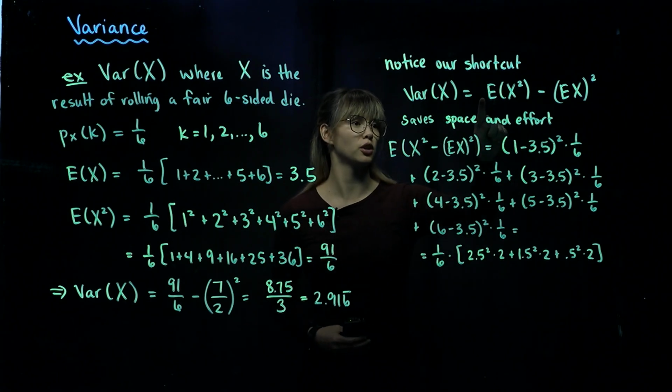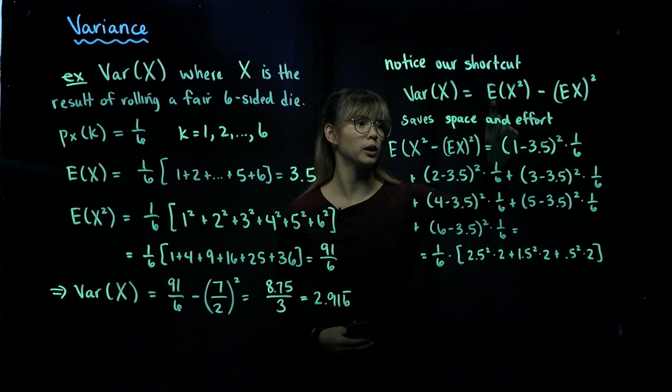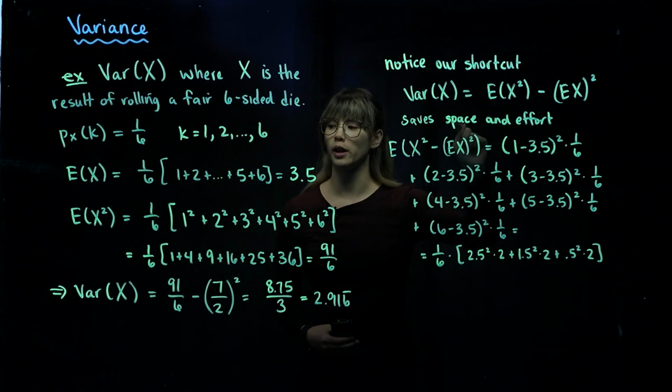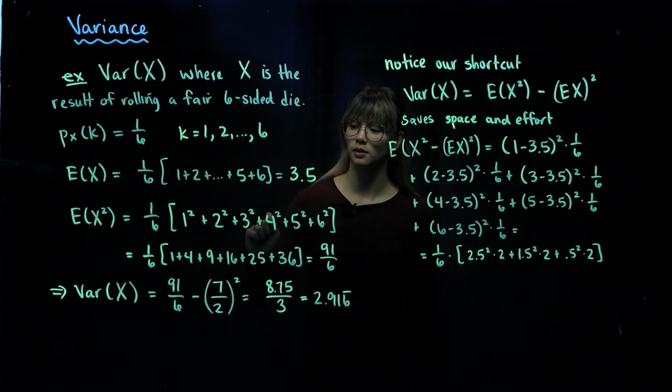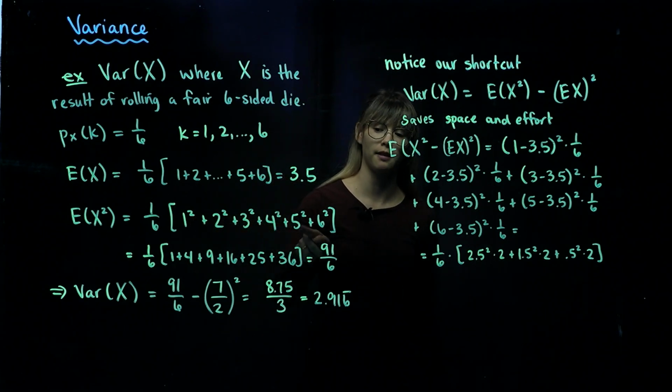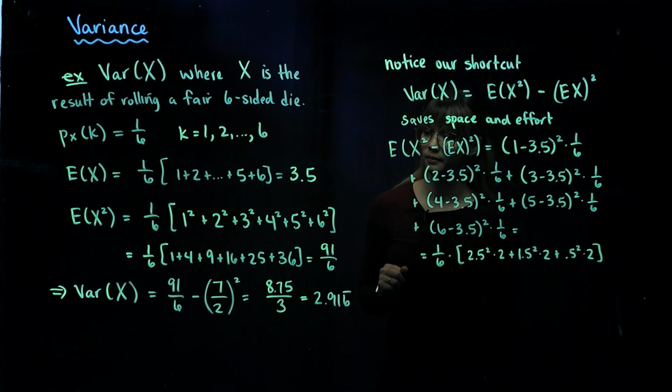Now, if we want to use our shortcut formula, we will need the expected value of x squared. So let's calculate that. Again, we have 1/6 times, and now this part is going to change because we're doing x squared instead. We have 1 squared plus 2 squared plus 3 squared plus 4 squared plus 5 squared plus 6 squared. Calculate those squares, add them up, divide by 6, and we get 91/6.